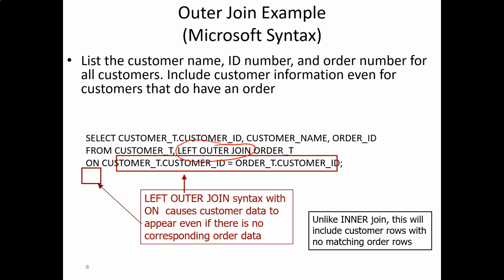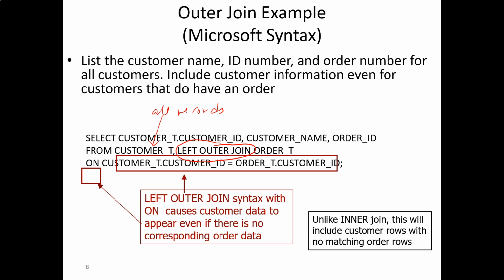Okay, so we are using the keyword left outer join, which means we are going to list all the records of the table on the left side of this statement here, which is the customer table. So it will list all the customers, no matter whether the customer has purchased or not. And on customer table, customer ID equal to order table, customer ID.